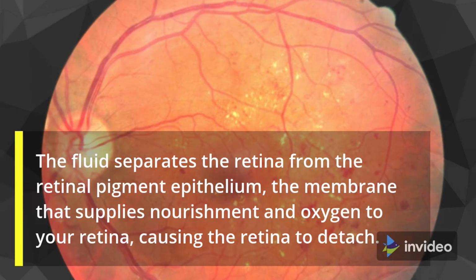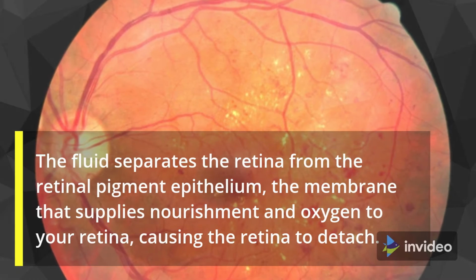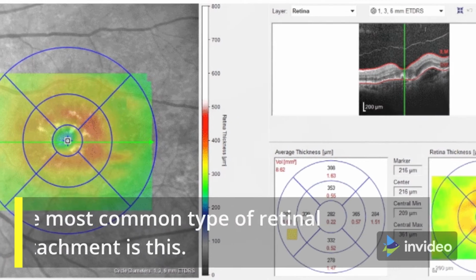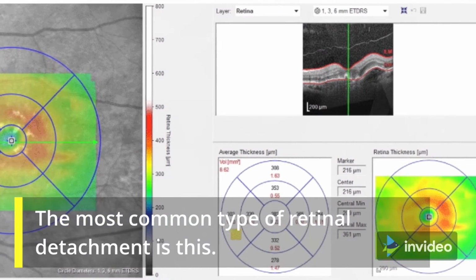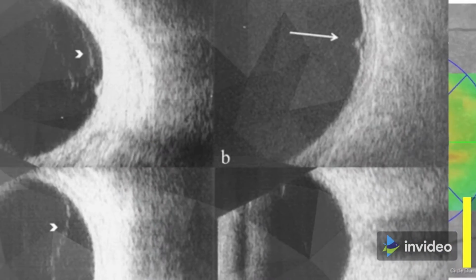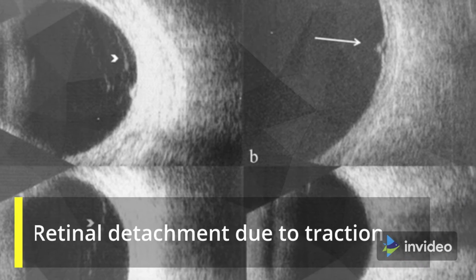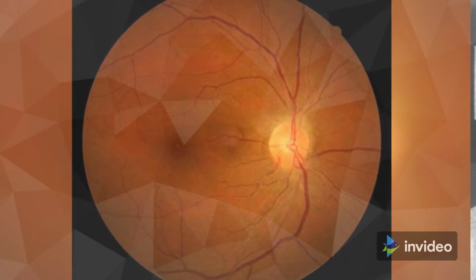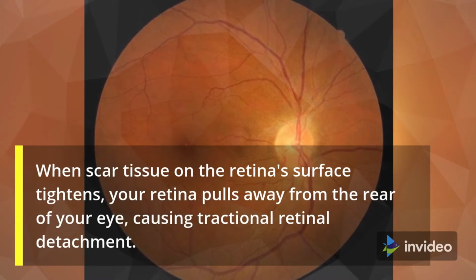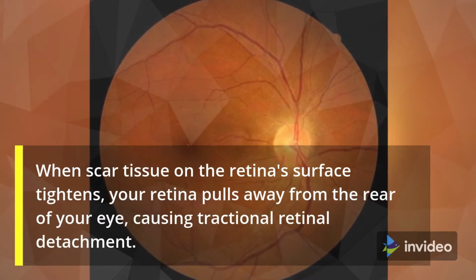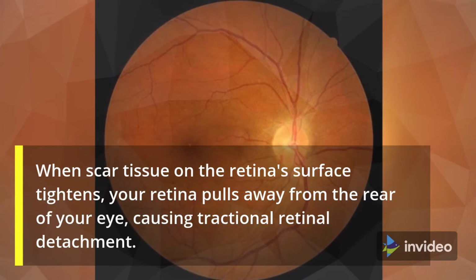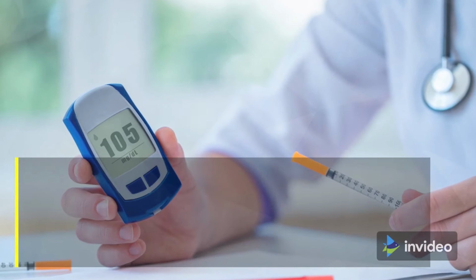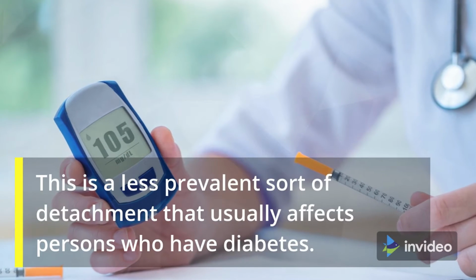Tractional retinal detachment. When scar tissue on the retina's surface tightens, your retina pulls away from the rear of your eye, causing tractional retinal detachment. This is a less prevalent sort of detachment that usually affects persons who have diabetes. Diabetes mellitus that is not well controlled can cause problems with the retinal vascular system, and this vascular damage can lead to scar tissue accumulation in the eye, which can lead to retinal detachment.